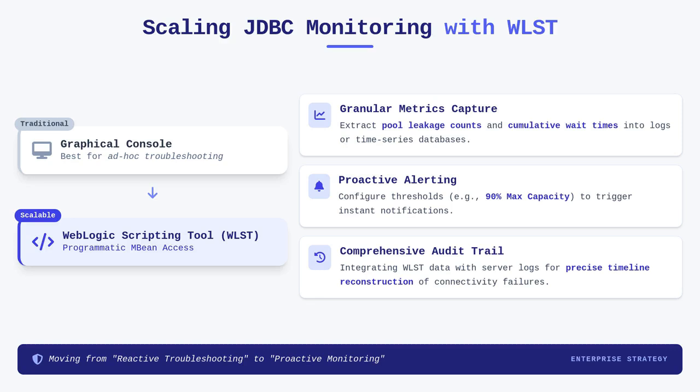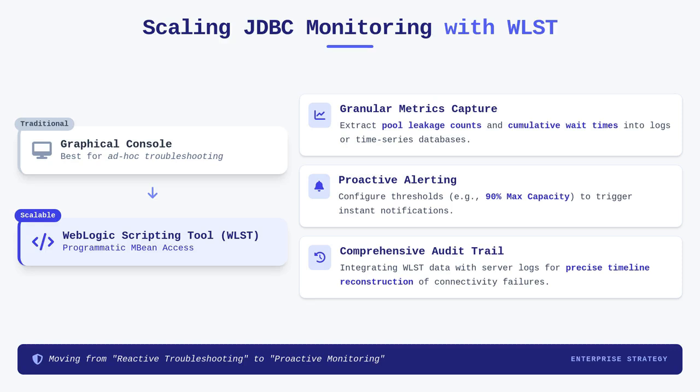While the graphical console is excellent for ad hoc troubleshooting, scaling your monitoring strategy requires the use of the WebLogic scripting tool known as WLST. Through WLST, you can programmatically access the runtime MBeans associated with your JDBC resources, allowing you to pull granular metrics that might not be immediately visible on the main dashboard. This approach lets you write custom scripts to capture runtime attributes like the pool leakage count or cumulative wait times into a structured log format or a time series database.